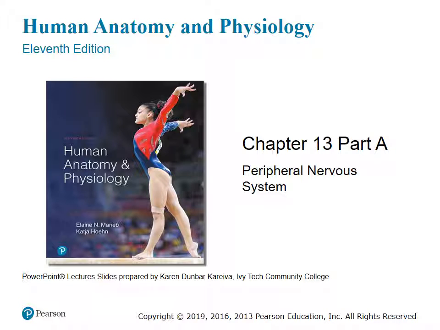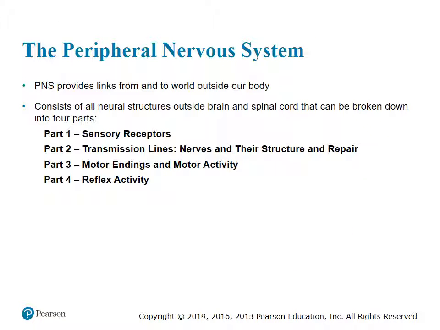Okay, so this is chapter 13. This is part A of the peripheral nervous system, so the PNS. What we've been discussing in chapters 11 and 12 was the CNS, the central nervous system, the brain and spinal cord. Now our focus is going to be the peripheral nervous system, and we're going to look at what that really means.